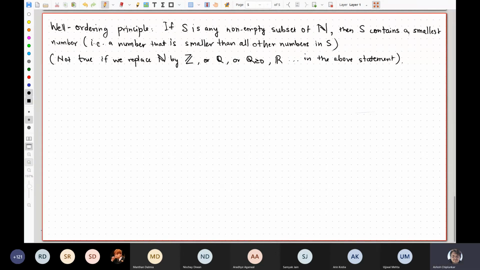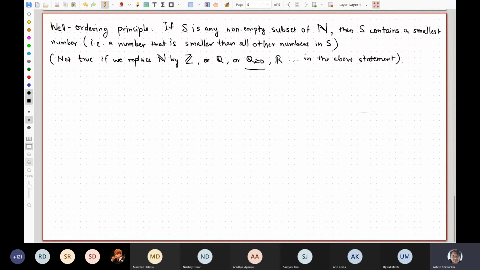I hope people see counterexamples. Raise your hand if you cannot see a counterexample from which you can infer that the statement is not true if you replace n by q. Or in other words, raise your hand if you cannot construct a set of rational numbers which does not have a smallest element. Let's say even non-negative rational numbers.